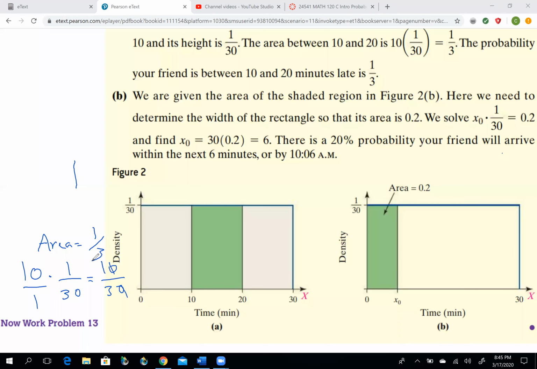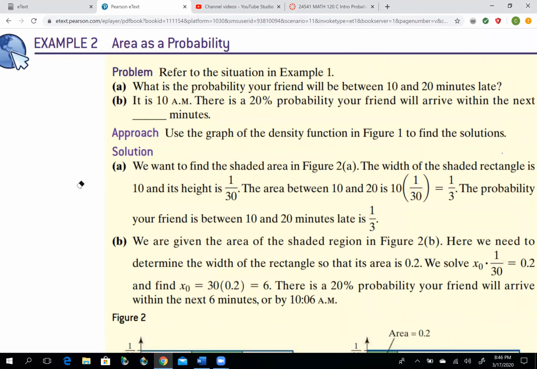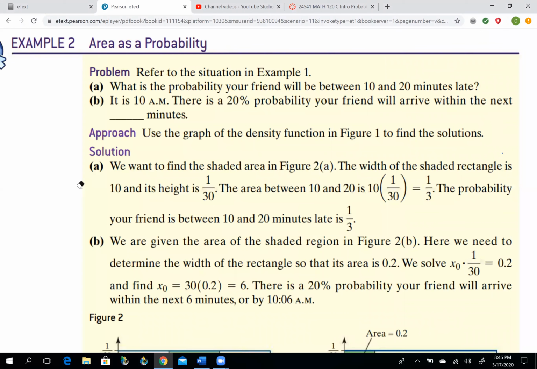Again, let me erase this. If you guys can see that we find the shaded area in figure 2a, the width of the shaded rectangle is 10 and its height is 1 over 30. The area between 10 and 20 is 10 times 1 over 30, that is 1/3, as I showed you guys. So the probability your friend is between 10 and 20 minutes late is 1/3.